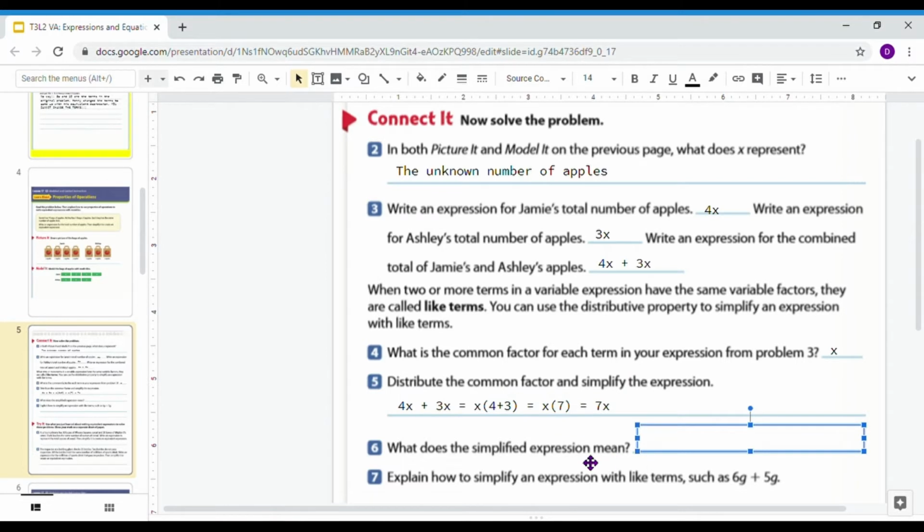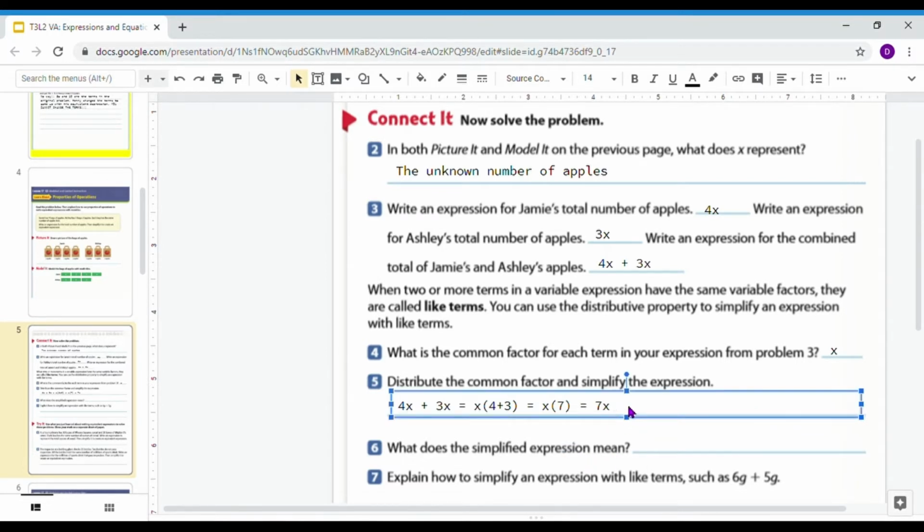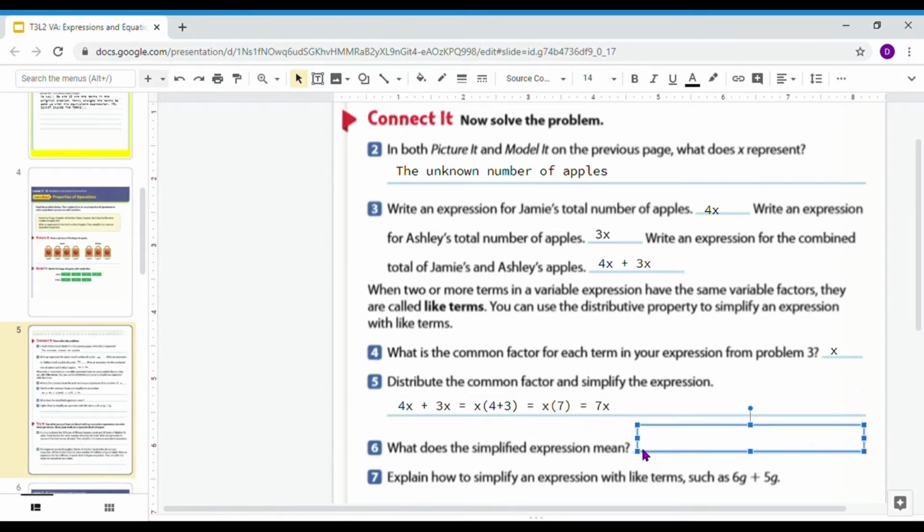So in the simplified expression, the answer is yes. Because if I think about how many total bags did Jamie and Ashley have all together, the answer is 7. They have 7 bags of apples. So if I know that there are x apples in each bag, then it doesn't matter how many bags each girl has. I know that I have 7 total bags together, and I can just multiply that by the amount of apples in each bag.